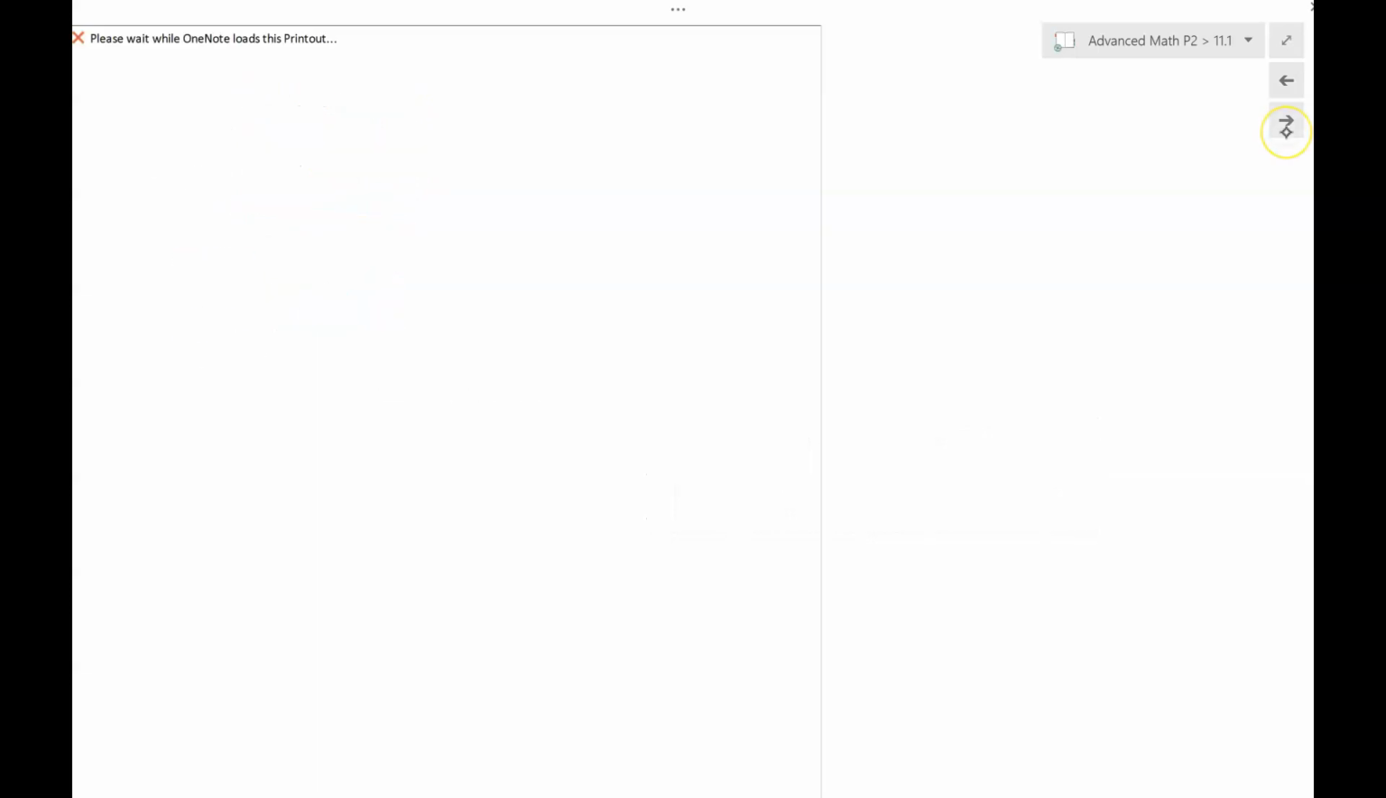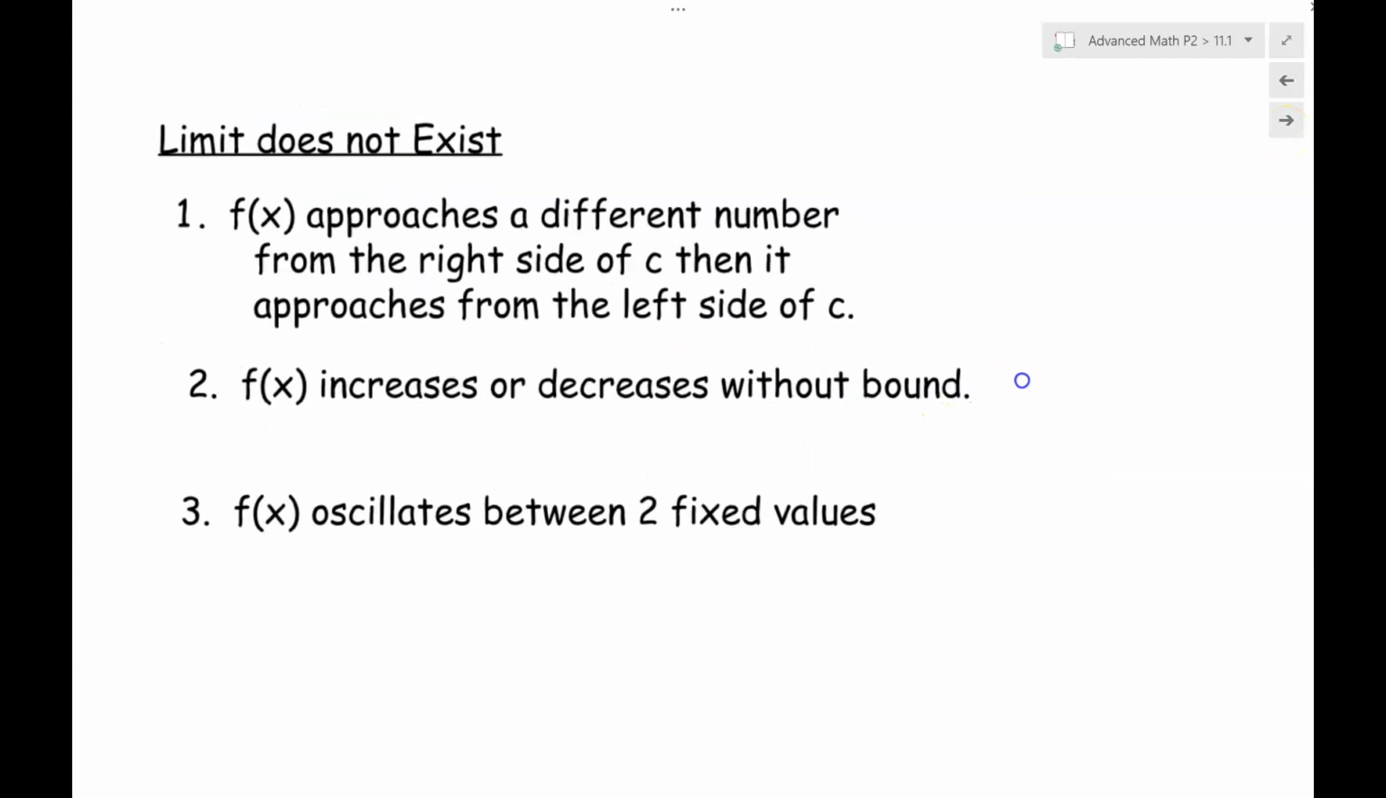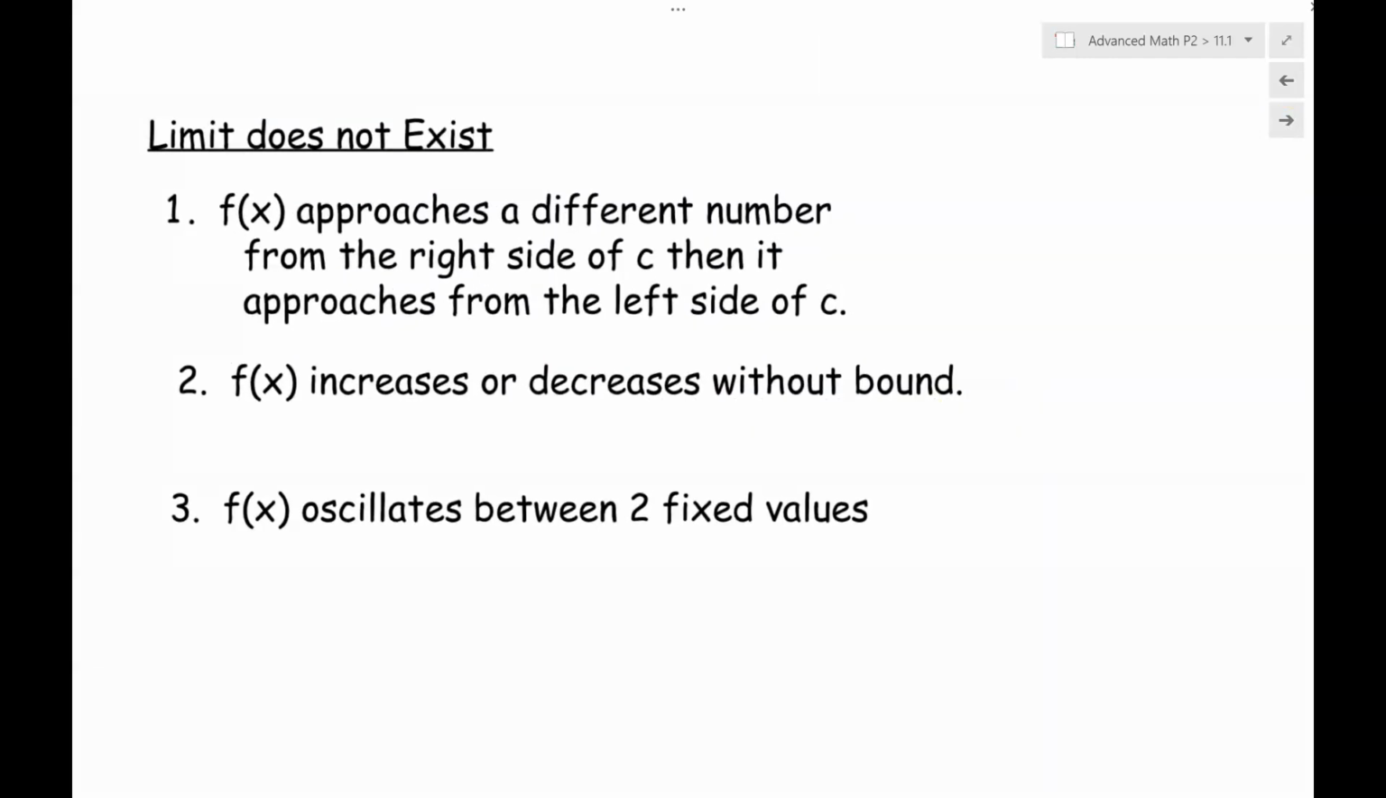Okay? So putting it all together, there are 3 cases when a limit does not exist. We say D and E. If f of x approaches a different number from the right side of c than it approaches from the left. In other words, they're going towards different values. One was positive 1, one was negative 1. If the function increases or decreases without bound, and that occurs anytime we're taking the limit at an asymptote. In other words, it goes to infinity or negative infinity, but there's that term, without bound, or unbounded.